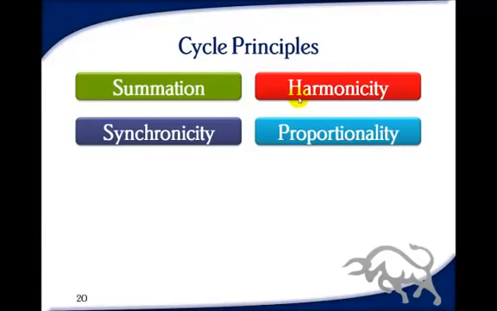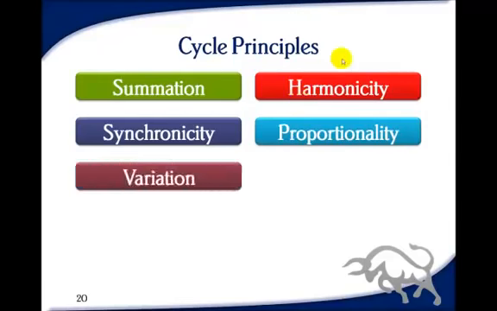The fourth principle of cycles is proportionality. It says that if it's a longer cycle, a longer time period, then the amplitude is going to be big too. So if you look at it, if it's a big cycle, it will have a big time period, and if it has a big time period, it will have a big height in the cycle. The period and amplitude are related.